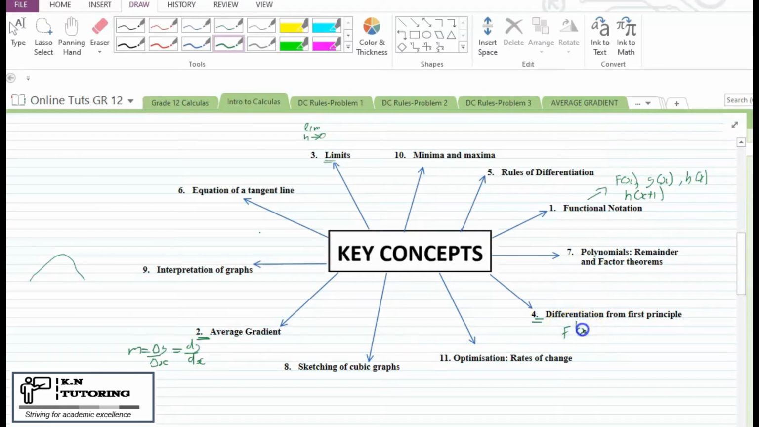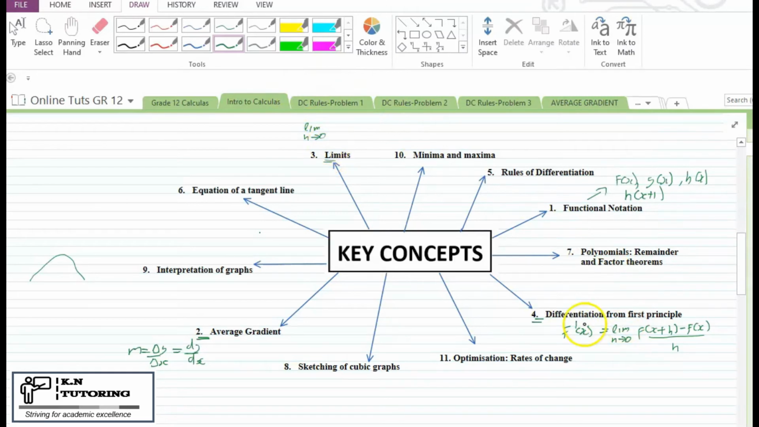Number 4, we will look at a very important key concept, a very important equation, which says f dash of x, or it can be g of x, it can be h of x, depending on the question, which is equal to the limit as h approaches 0 of f of x plus h, minus f of x, divided by h.